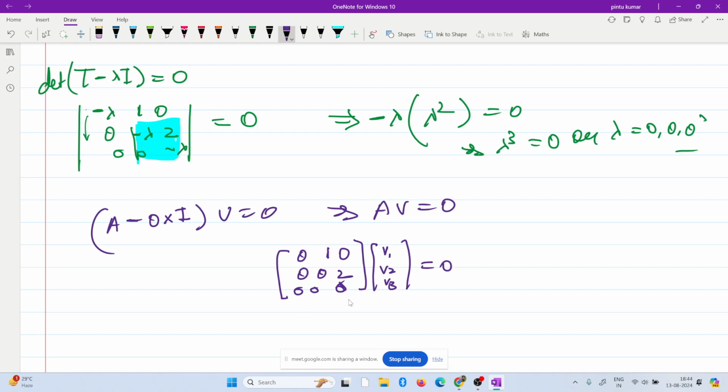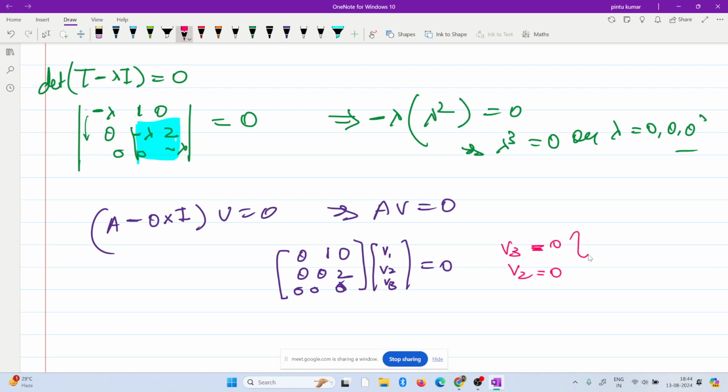Okay. So the last row, if you see, doesn't give you any information. Even if you multiply, this is v1 plus v2, so 0 is equal to 0. So you get no new information. From the second row, you get that your v3 is 0. From the first row, you get that your v2 is 0.